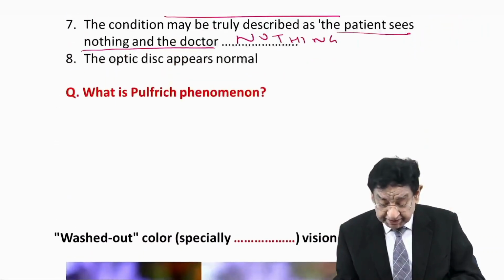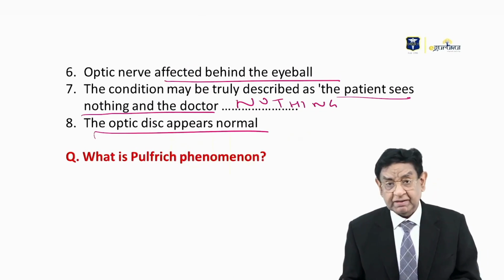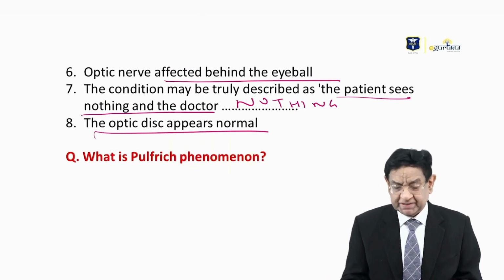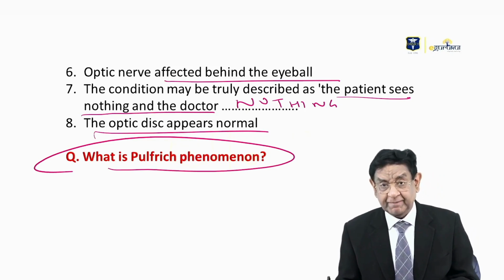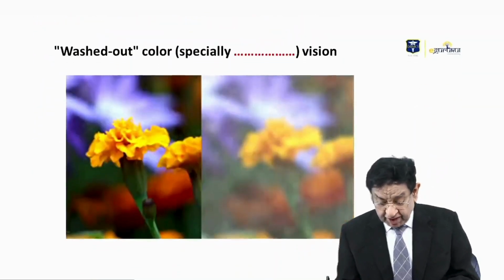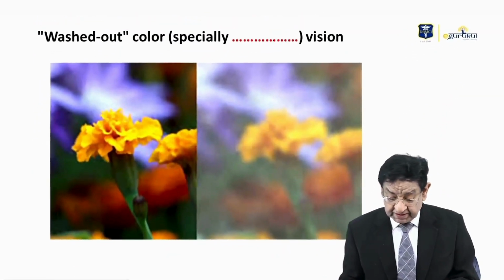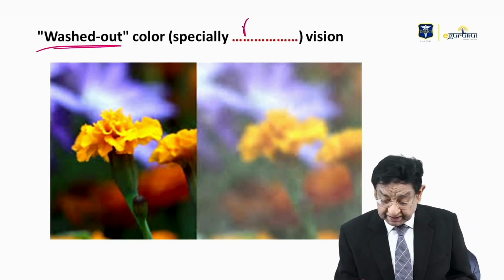Now what the patient sees: the optic disc appears normal usually, but a little bit of swelling may be there. Now there are a few things. What is Pulfrich phenomenon? Write down the answer, stop the video. Now how does the patient see? Look into this. The patient sees washed out color, especially red color.